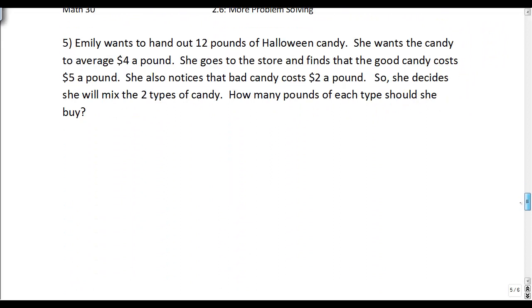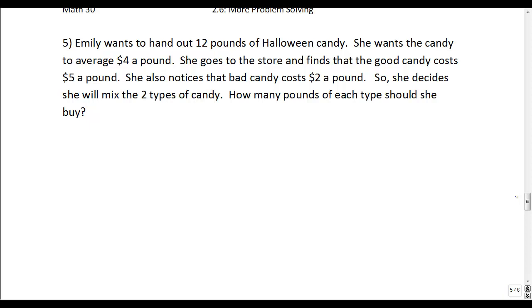Okay. This one says, Emily wants to hand out 12 pounds of Halloween candy. She wants the candy to average $4 a pound. She goes to the store and finds that the good candy costs $5 a pound, and she notices that the bad candy costs $2 a pound. So she decides she will mix the 2 types of candy. How many pounds of each type should she buy? So this seems a little bit strange, a bit of a mixture here.